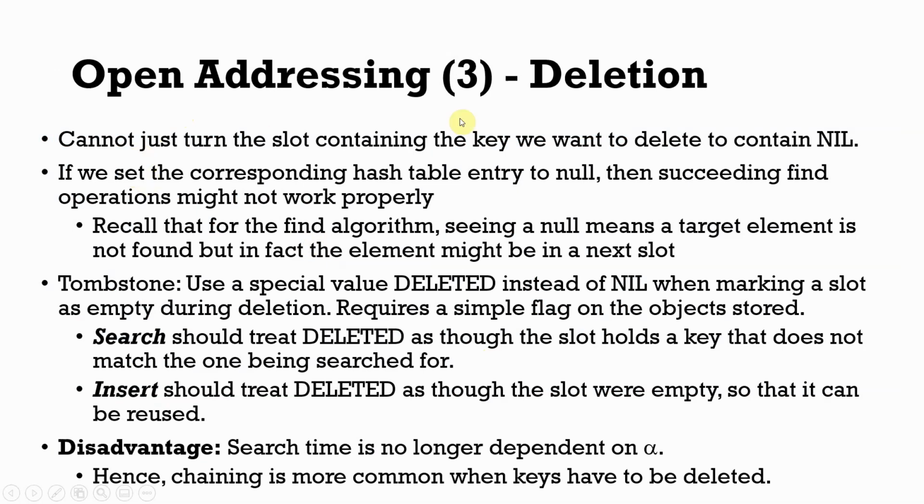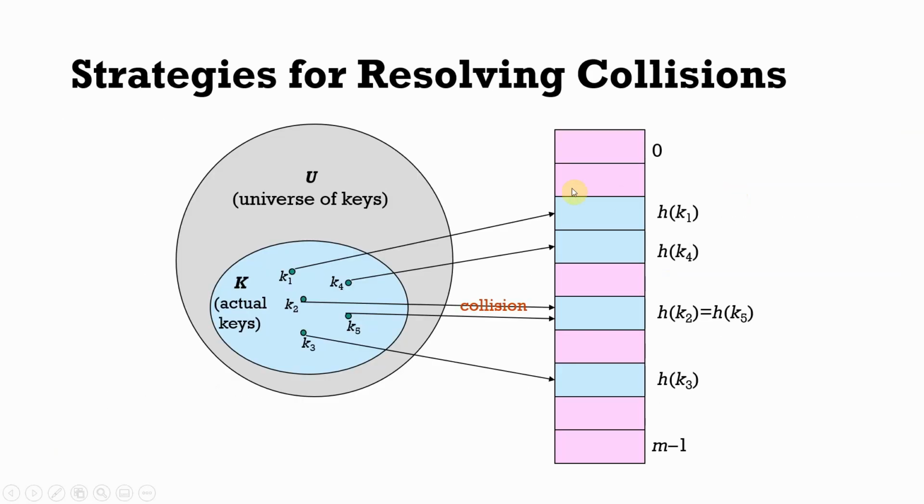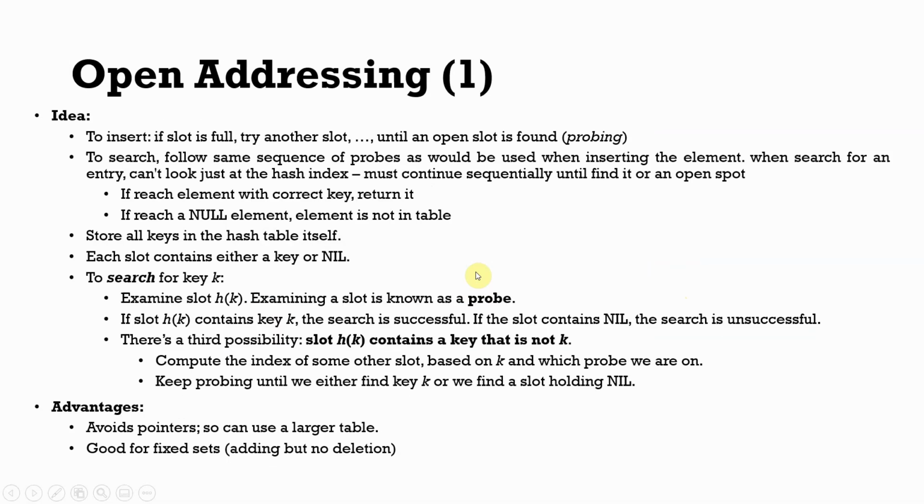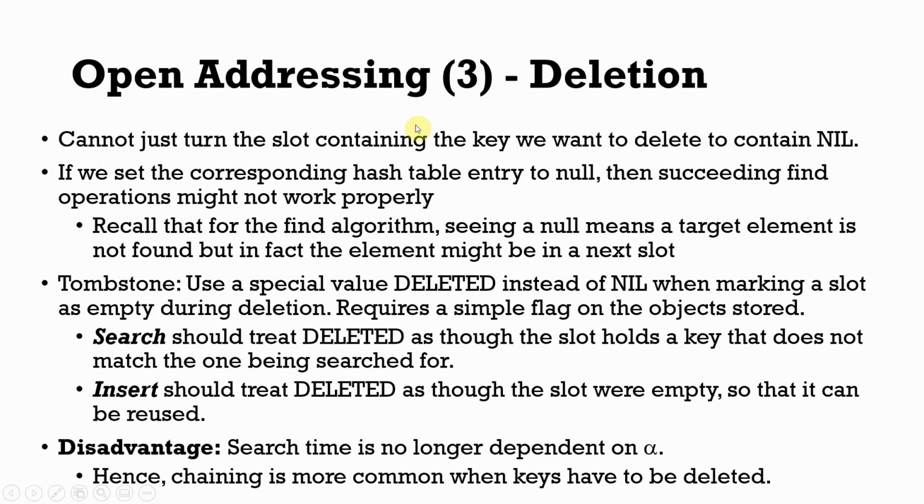So what is the problem with deletion in open addressing? Remember when we want to search for something, we go to that location. If it contains the key value we are looking for, then we are done. If not, we follow a probing sequence, let's say we go to the next one, next one, next one, until we find the key value that we are looking for. If we reach an empty slot, it means that the key doesn't exist in the table. Now the problem with deletion is that if you want to delete a location in the table, you cannot just take the slot containing the key we want to delete and make it contain not in the list.